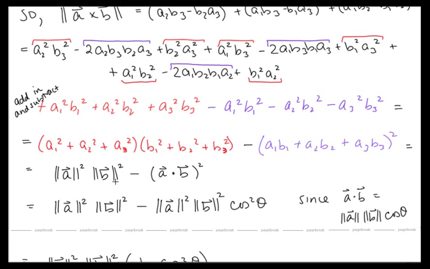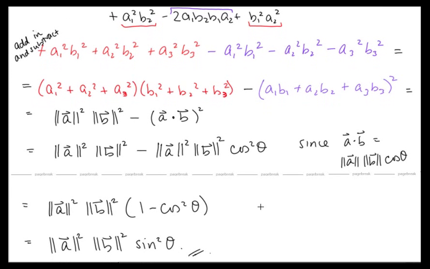Length of a squared, length of b squared. Well, we don't have a sine theta here, but we have a dot b. Well, what do we know about a dot b? A dot b is length of a, length of b, cosine theta. So this squared is length of a squared, length of b squared, cosine squared theta. Now if we just factor and replace the 1 minus cosine squared with a sine squared, we have the right-hand side that we're looking for.